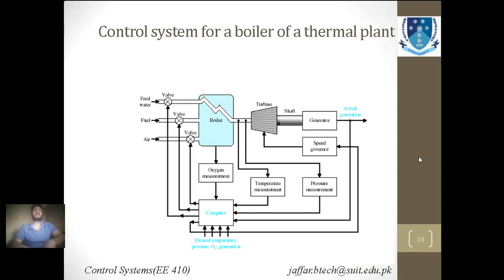Similarly, there is another example of a boiler of a thermal plant. You see that there are many inputs and many outputs over here, and there are several factors that are involved, like oxygen measurement, temperature measurement, pressure measurement, speed governor, generator, turbine, shaft, boiler, and several valves. These are taking several inputs. There are three inputs and one output, and all the other parts are working in a specified manner that is specified by the designer.